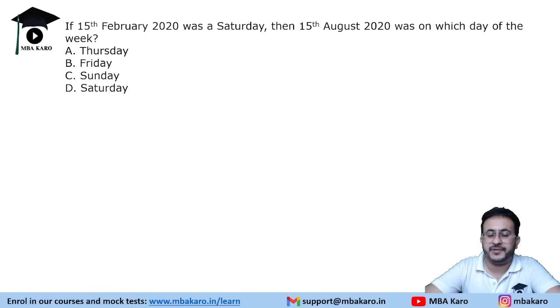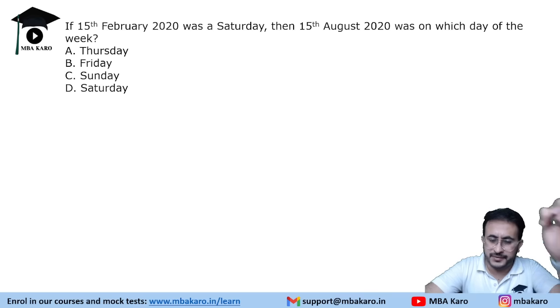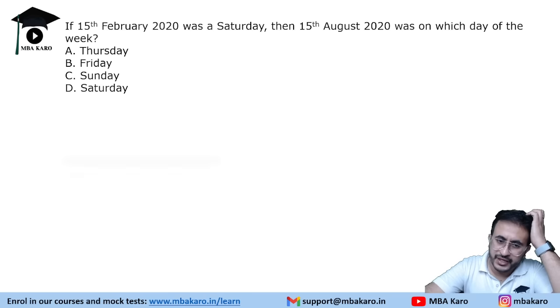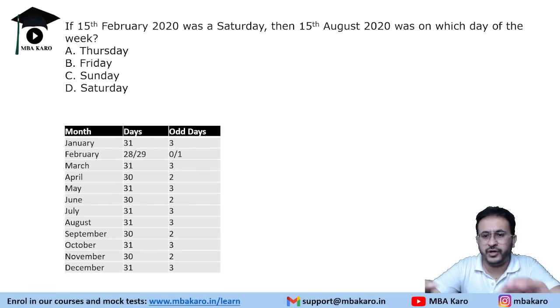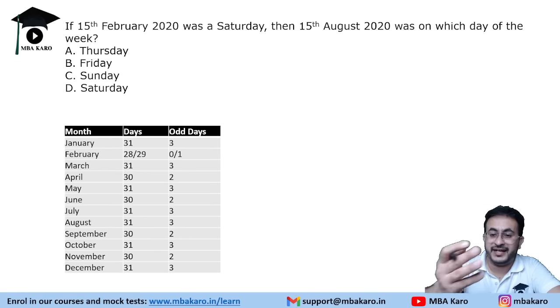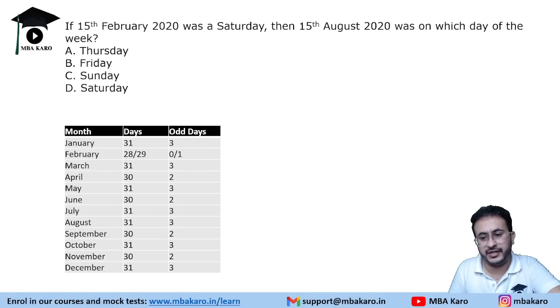If 15th February 2020 was a Saturday, then 15th August 2020 was on which day of the week? Now, these are the ones wherein you need to do a bit of calculation, right? So, let us see this problem and see that how do we deal with the question. So, I'll use the table. You can draw this table, not needed to draw the entire table, just remember the number of days in the month and let us understand how to find that particular date.